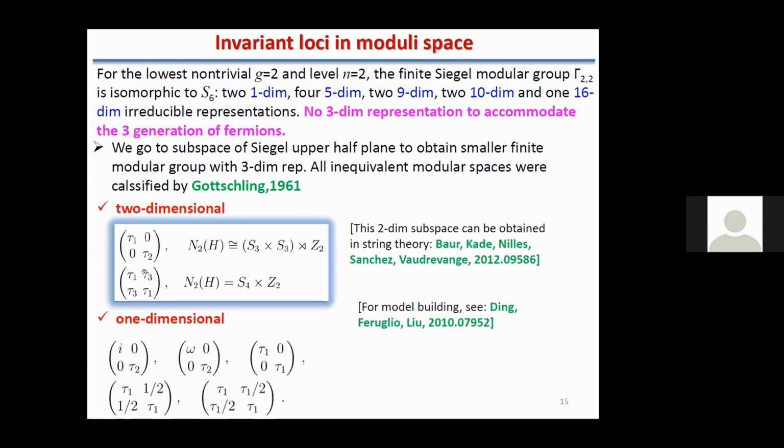The second non-trivial two-dimensional space is this one. It is a diagonal one. The diagonal moduli are equal, so tau 2 equals tau 1.